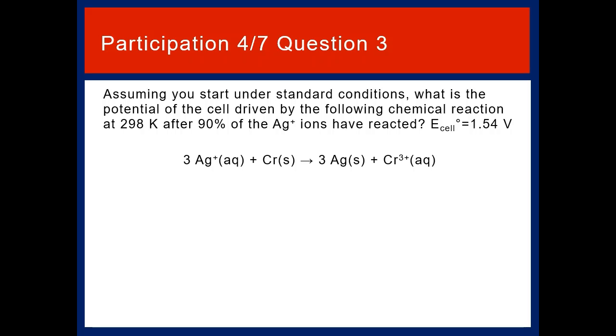Participation 4-7, question 3. Assuming you start under standard conditions, what is the potential of the cell driven by the following chemical reaction at 298 K after 90% of the Ag plus ions have reacted? E cell naught is 1.54 volts. 3 Ag plus and Cr become 3 Ag and Cr 3 plus. This is the third question on participation 4-7, due Tuesday, April 7th at 11:59 p.m. over on Blackboard. Link to the assignment is right below the links to the document where these videos are posted. Again, assuming you start under standard conditions, what is the potential of the cell driven by the following chemical reaction at 298 K after 90% of the silver plus ions have reacted? E cell naught is 1.54 volts. And we've got the chemical equation there. It's a balanced chemical equation.